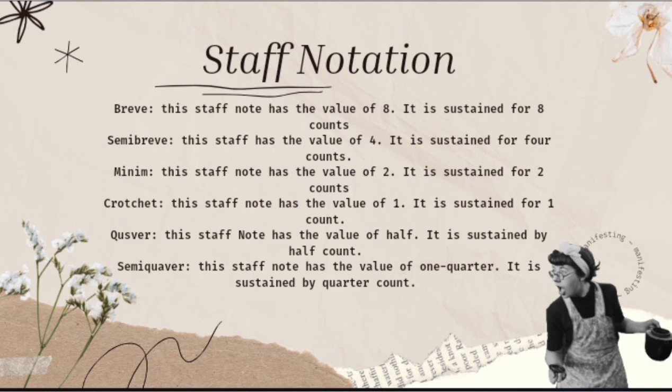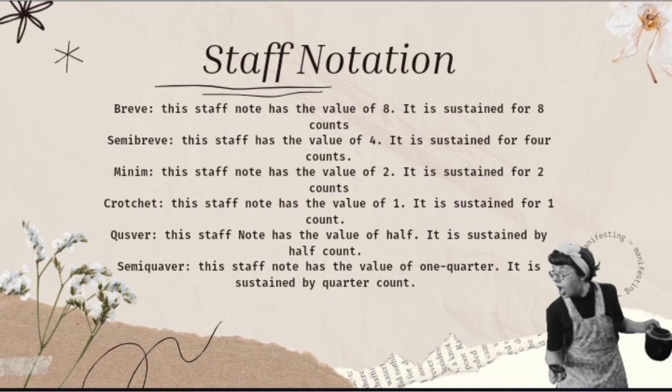This has a value of half and it's sustained by half a count. The reason we call it half is that each crotchet carries 2 quavers. So 2 quavers make a crotchet. That's how we come to that half count. La la ti ti do do re mi fa fa so la la so fa mi re do ti la la. You see now, 2, 2, 2, 2.